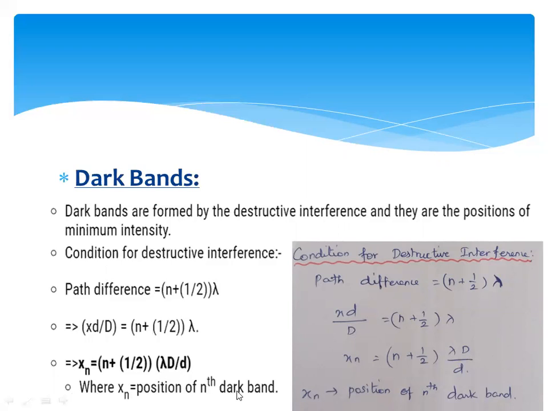We should know that in the center, if constructive interference is happening, n will be 0. n is equal to 0 means it is the center bright band; the bright band is created in the center. Here the nth dark band we can find by using this, and this will be helpful in numericals. Just keep this formula at your fingertips: what is the formula for bright bands, and what is the formula for dark bands.